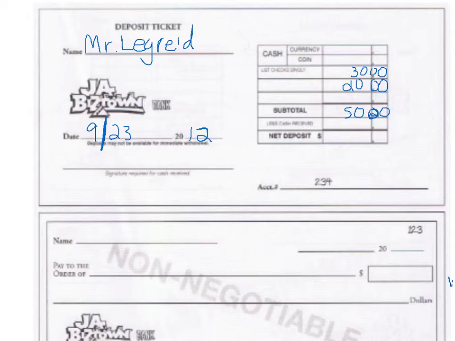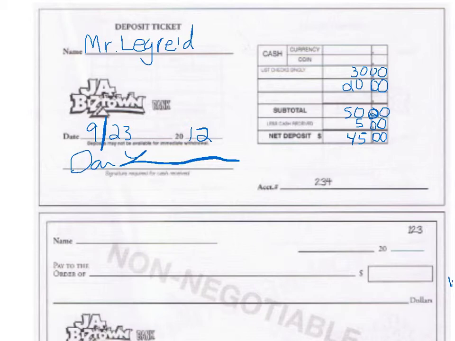Now it also says that we want $5 cash back, so we will use the line that says less cash received. In that line, we're going to write $5. That means of that $50 in checks, we are only going to deposit $45 of it because we are going to get $5 in cash back. 50 minus 5 is 45. Now since we wanted cash back, we need to go ahead and sign it in the bottom corner.